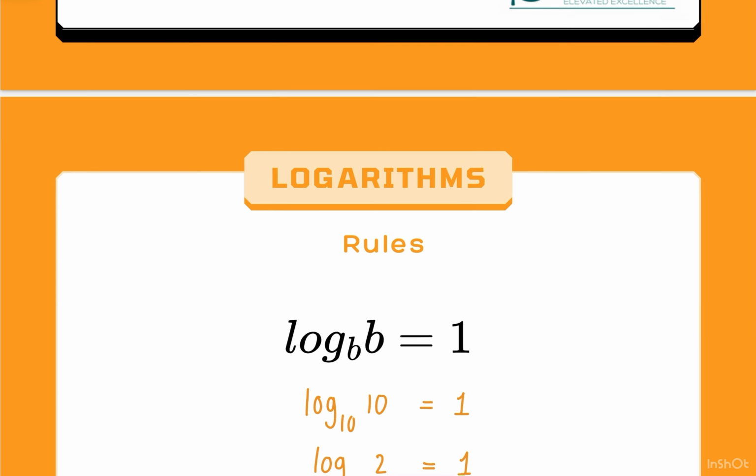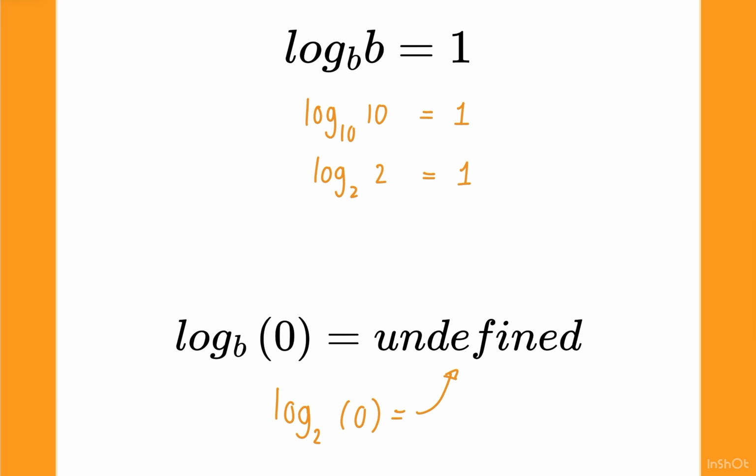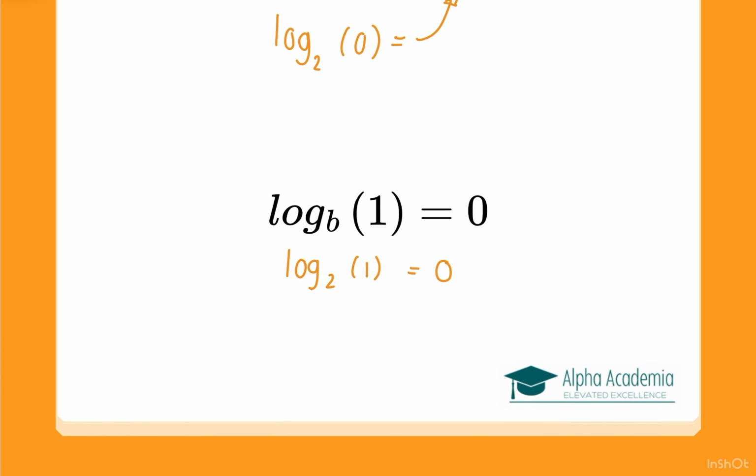Okay. Then the rules that no matter what your base is, they will always return such an answer. If your base and your number are the same, you will always get an answer of 1. But if your number is 0, no matter what your base is, your answer is always undefined. And then the final rule for today is that no matter what your base is, if your number is 1, your answer will always be returned as 0.